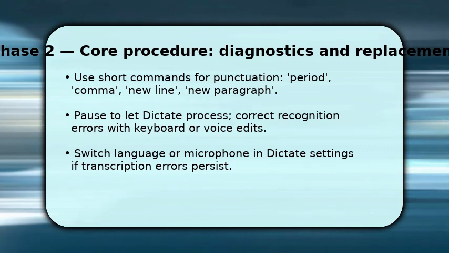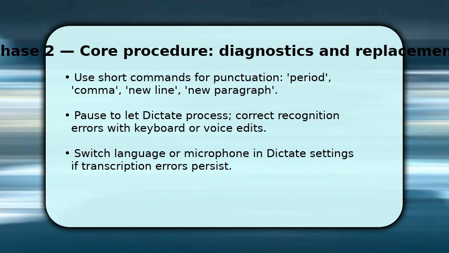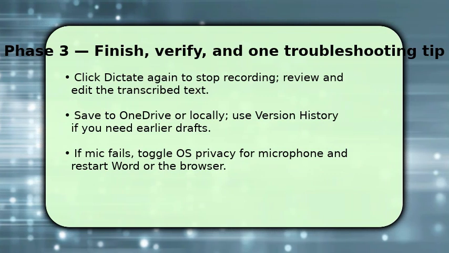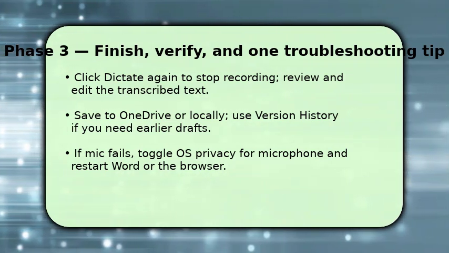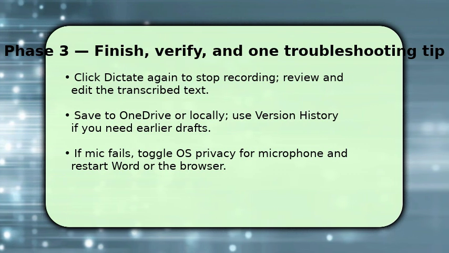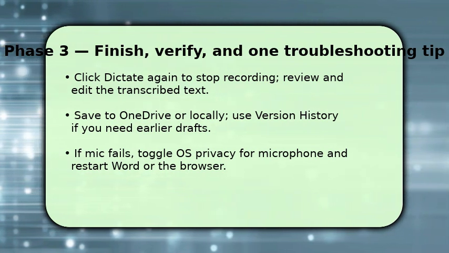Make sure to check Dictate language and microphone selection in its menu. Adjusting those fixes many recognition problems. When you finish, stop Dictate by clicking the button, then read through the transcription and make manual edits for accuracy. Save the document to OneDrive to preserve live edits and access version history if you need an earlier draft.